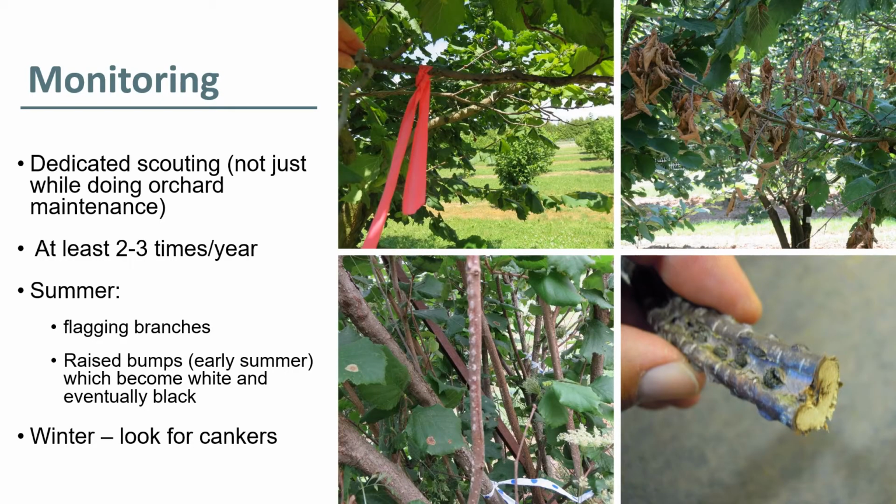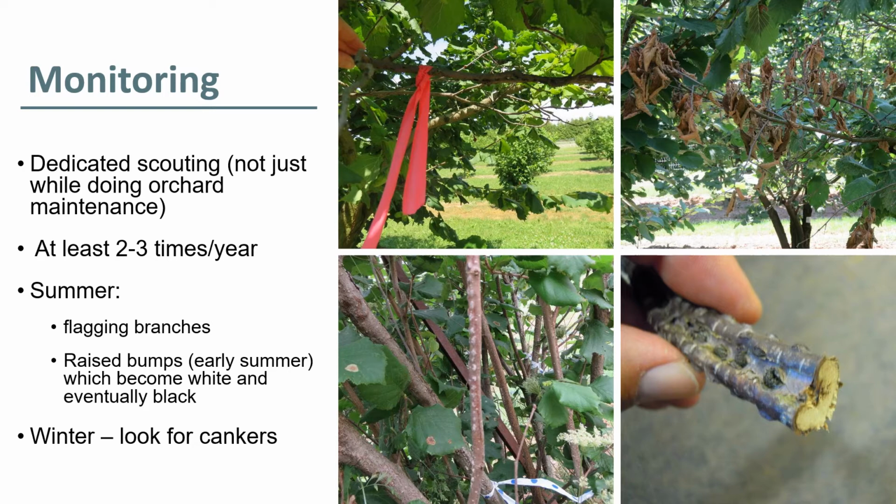Monitoring for Eastern Filbert Blight should be done several times a year. While you are out pruning and doing other activities in the orchard, of course, if you see cankers, you're going to want to go in and flag those for later removal. But you also should try to do some dedicated scouting for cankers at least 2 to 3 times a year. In the summer, that's relatively easy. You can keep an eye out for cankers while you're doing routine monitoring for other pests.